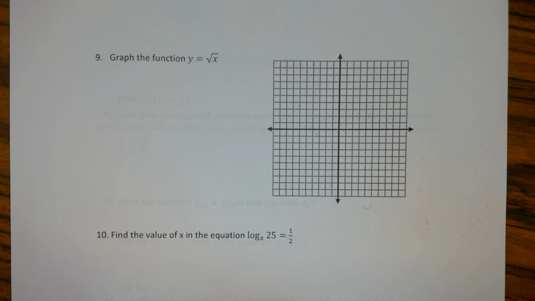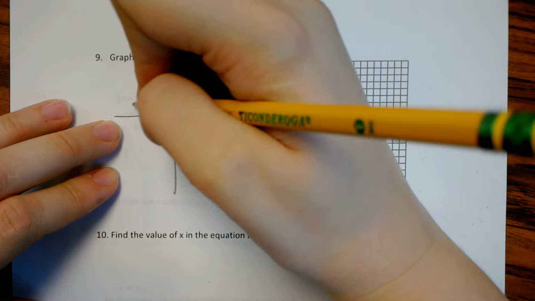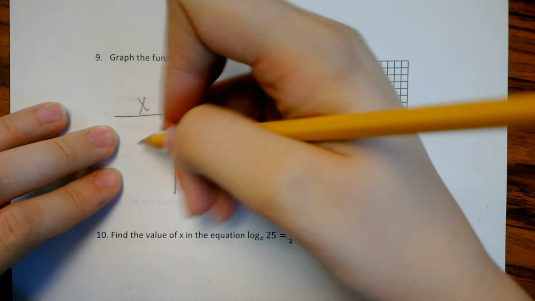Number 9 is a standard graph of the parent function, y equals square root of x. So you can make a table and just put it in the calculator.